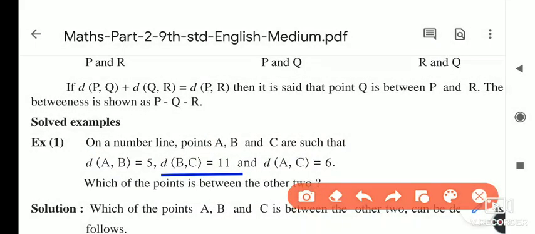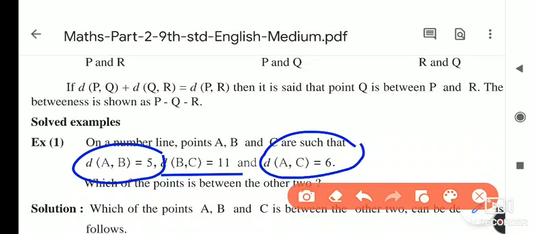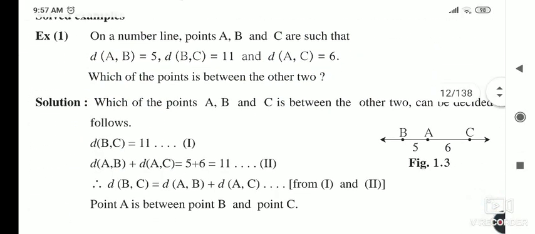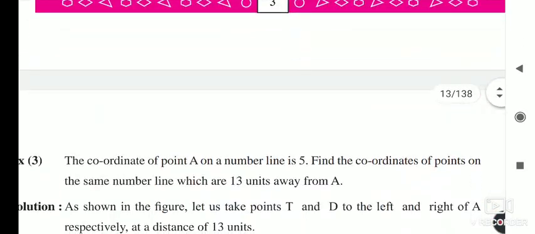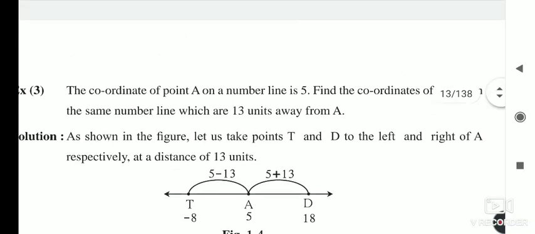These 2 are distance AB and distance AC. Now inside these 2, which letter is repeated? Here it is A and here it is A. So A, which is repeated, is the one in between, and here it is B and here it is C. In that way, if you solve it, it is easy to find out which letter is in between the remaining 2 coordinates.